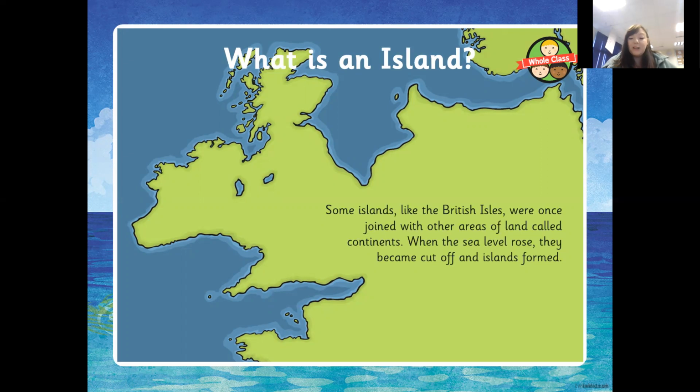Some islands, like the British Isles, were once joined with other areas of land called continents. When the sea level rose, they became cut off and islands formed. So here you can see British Isles joined to Europe. And then at some point, this bit's been cut off.